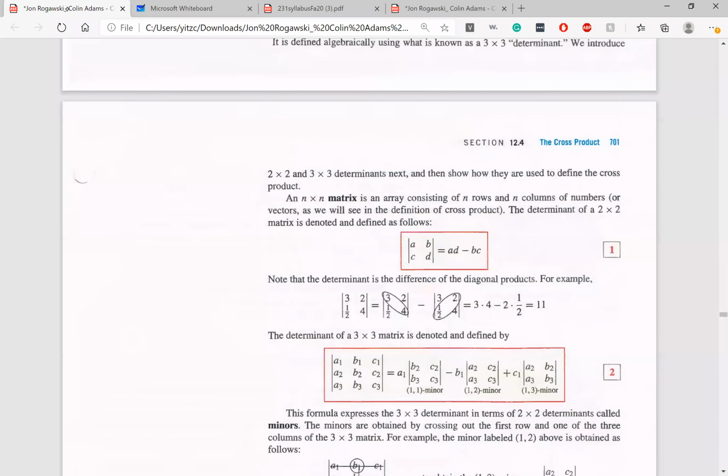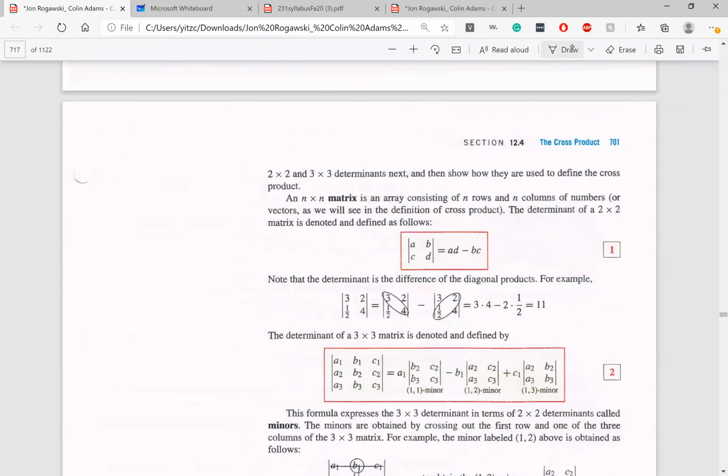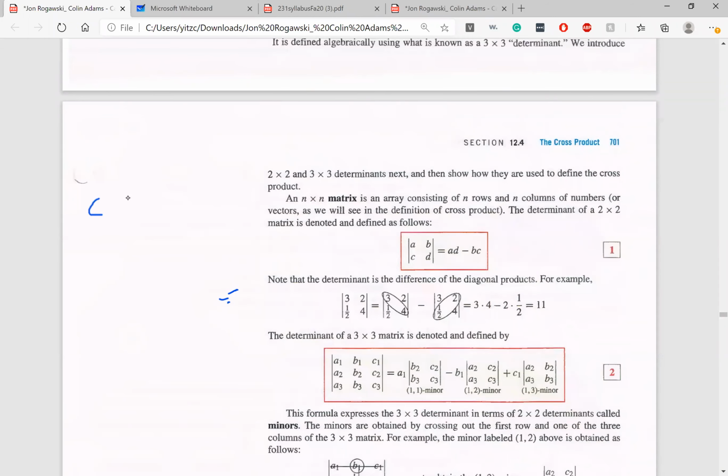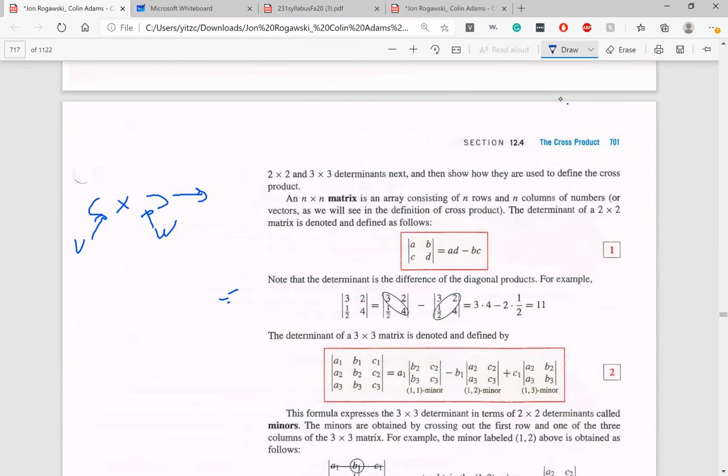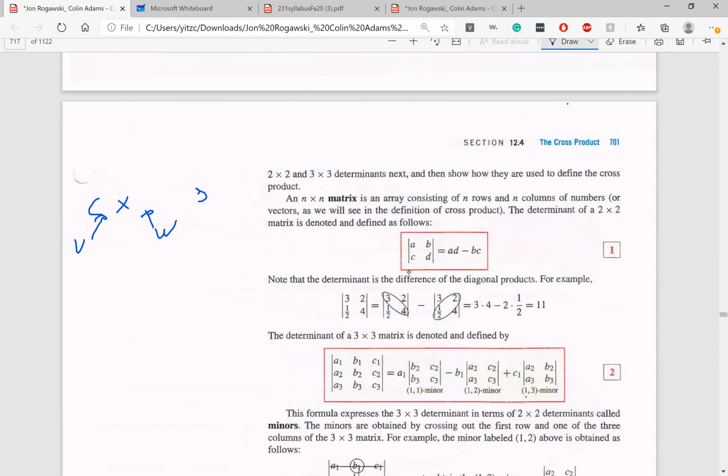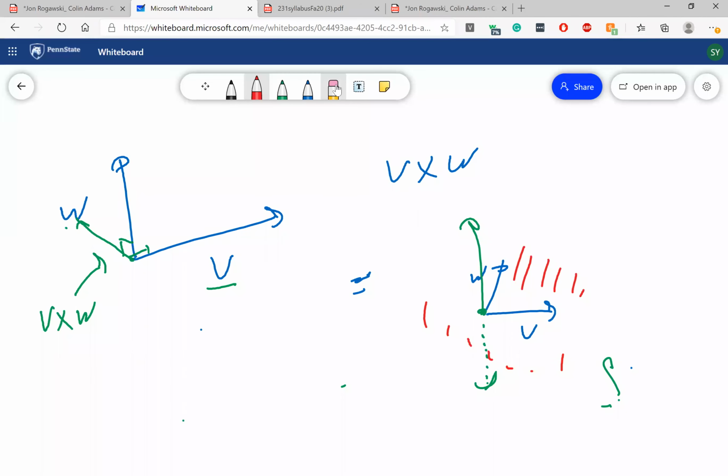So the cross product, like I mentioned, takes two vectors. You're going to put a vector in here, you're going to put a vector in here, and it's going to output a vector. So the output is also going to be a vector. In order to be able to compute cross products, we first need to know how to find determinants. So let's talk a little bit about determinants.